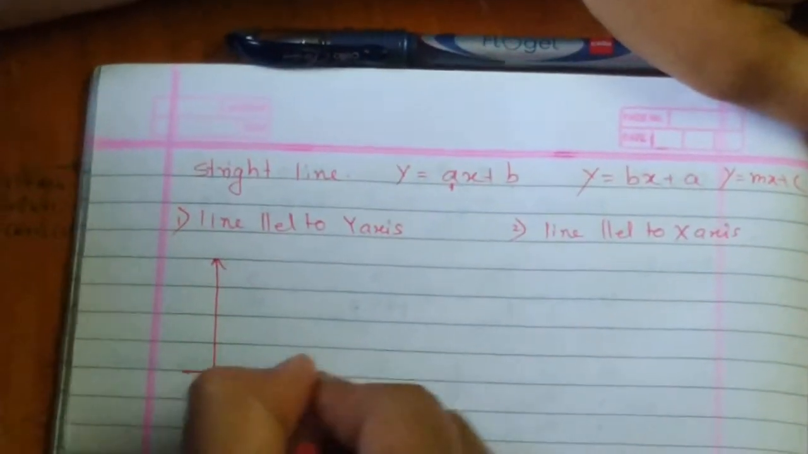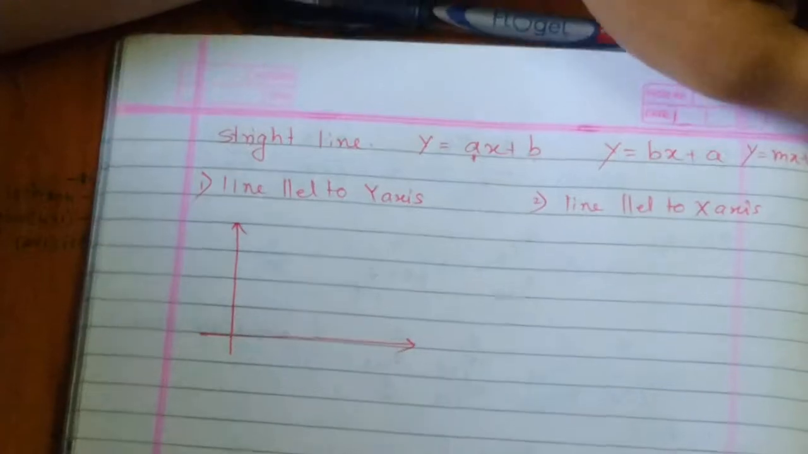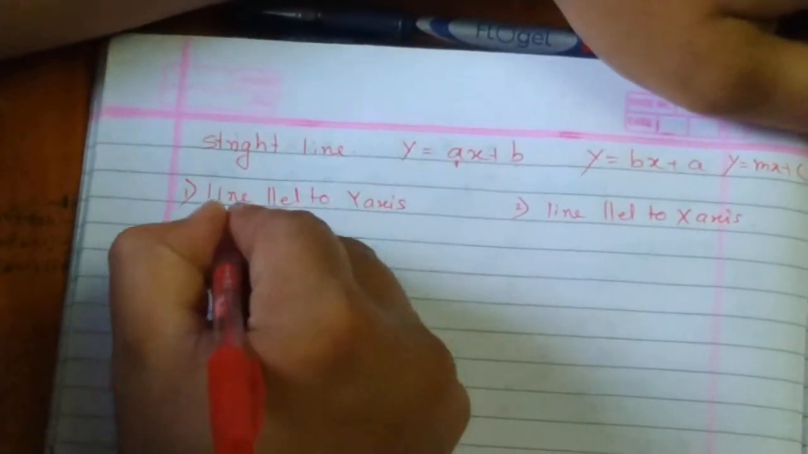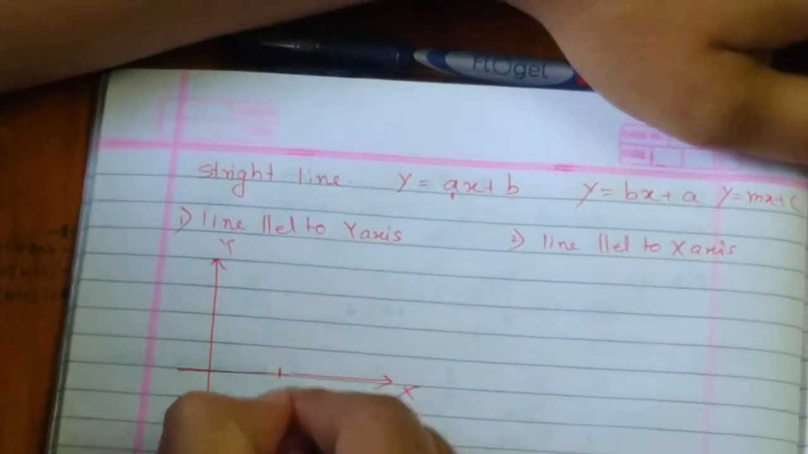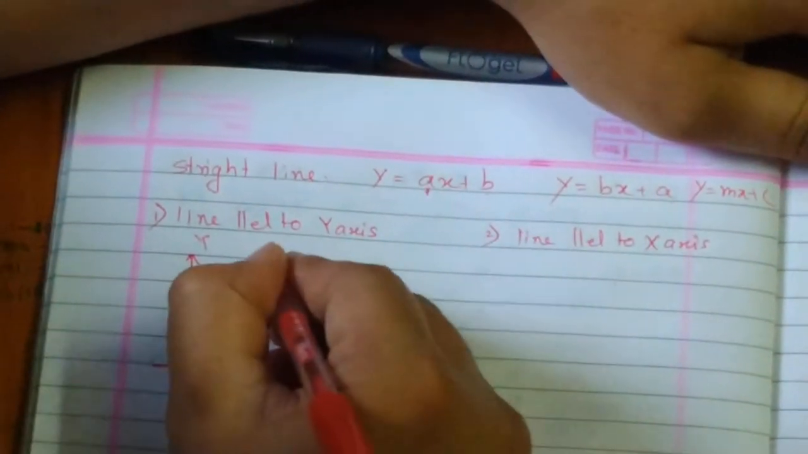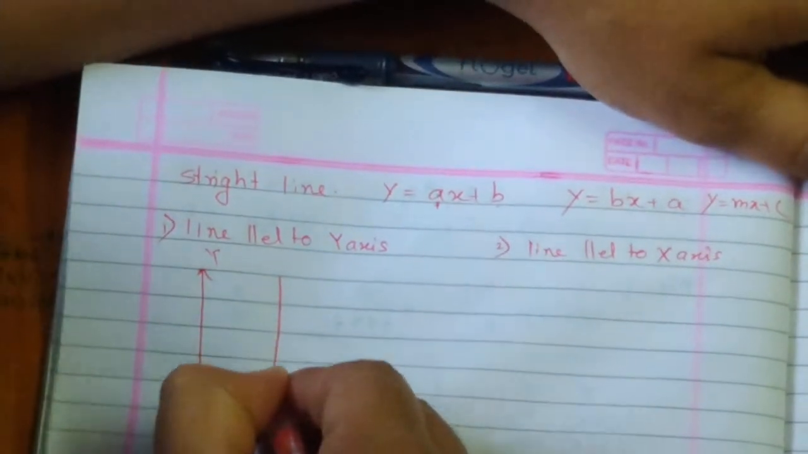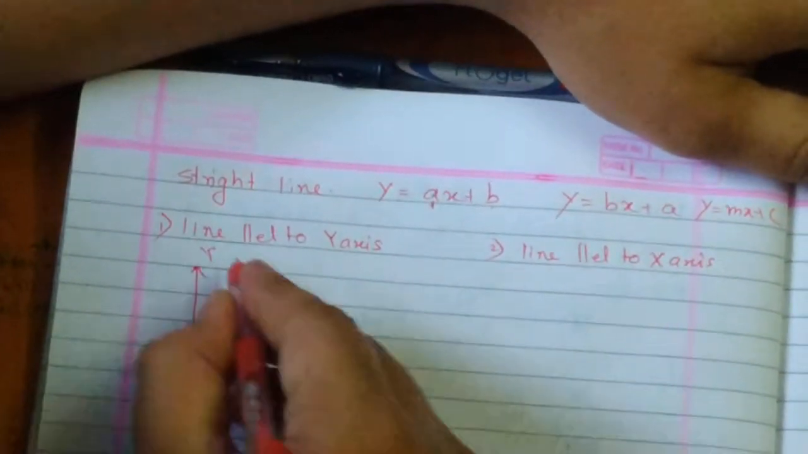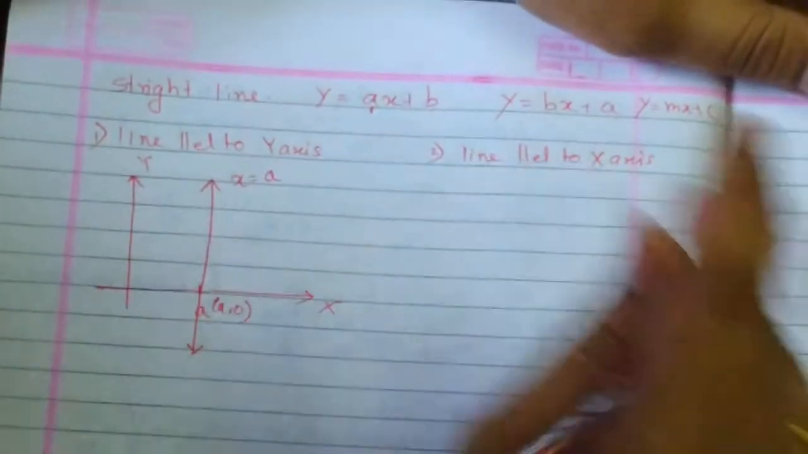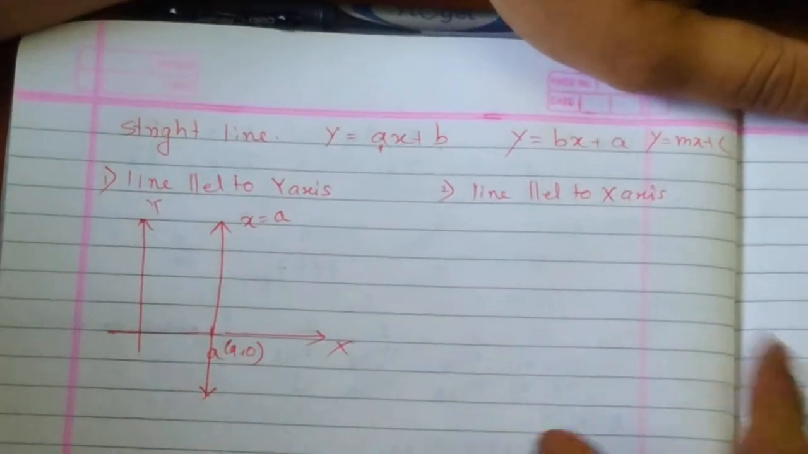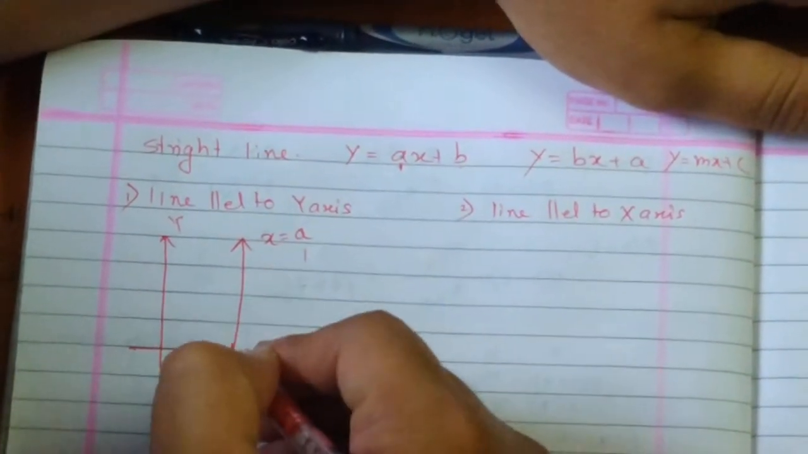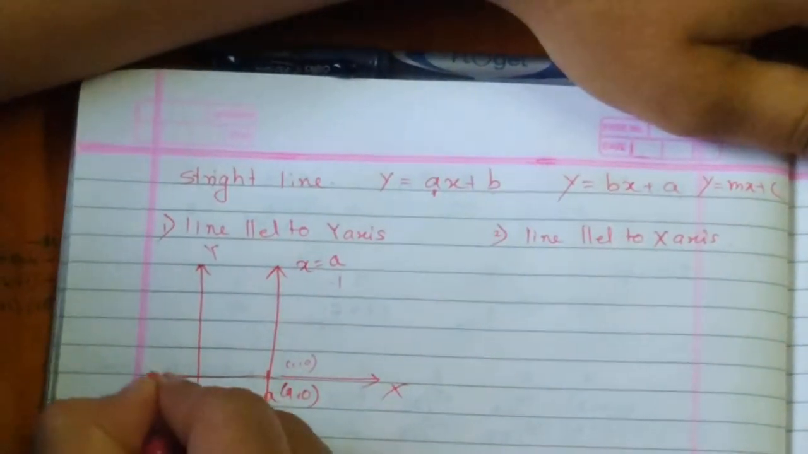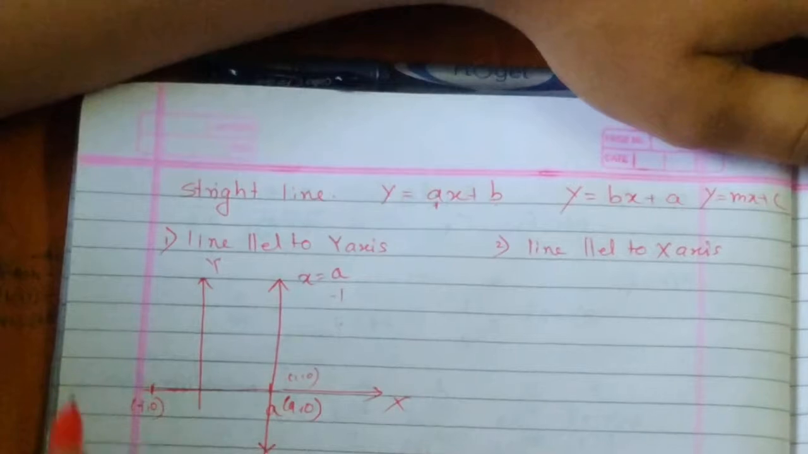The first one is a line parallel to the y-axis. So this is my y-axis, this is my x-axis. Suppose there is a point A on the x-axis. A line which passes through the point A, 0 which lies on the x-axis is called a line parallel to the y-axis. Its equation is given by x is equal to a. So if a is 1, then it is passing through the point 1, 0. If the line is x is equal to -1, then it passes through the point -1, 0.